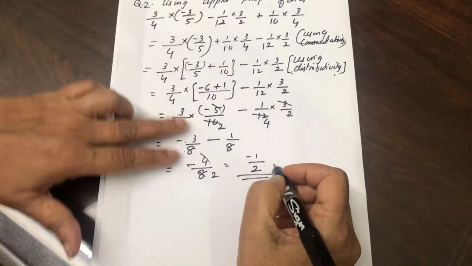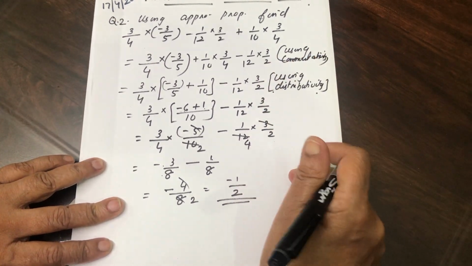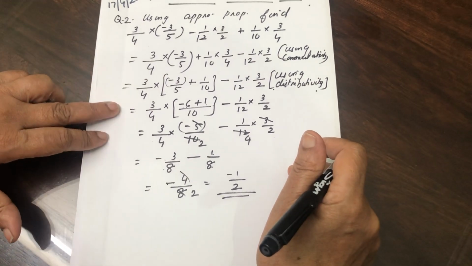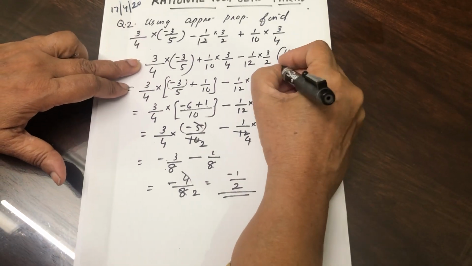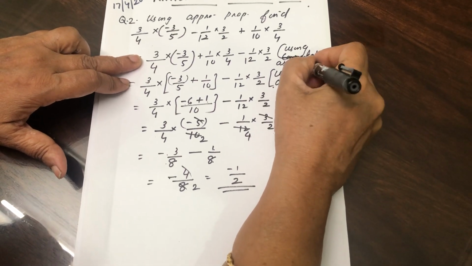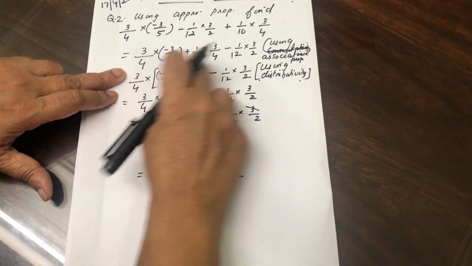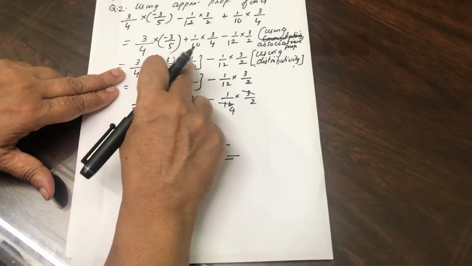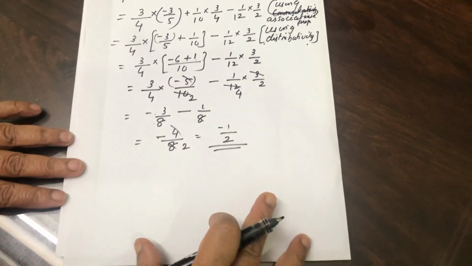So using appropriate property means wherever you are using the property you have to write it here. Okay, therefore here we are associating these two. So this is using not commutativity, this is using associative property. We associated these two terms together. So this is associativity property. Then you are taking common out, that is A into B plus C. Here we used distributive property and we have done the calculation.